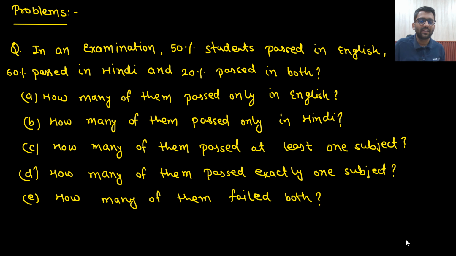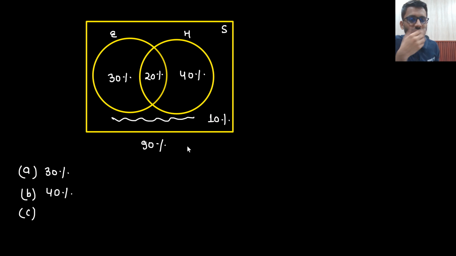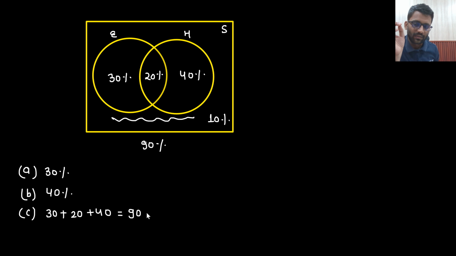How many of them passed at least one subject? What do you understand by at least one subject? That if you are passing Hindi, then also it is fine. If you are passing English, then also it is fine. If you are passing both, then also it is fine. At least one subject, that means this guy will also come, this guy will also come, and this guy will also come. So that is equal to 30 plus 20 plus 40, 90%.